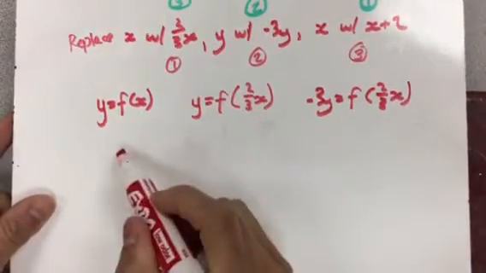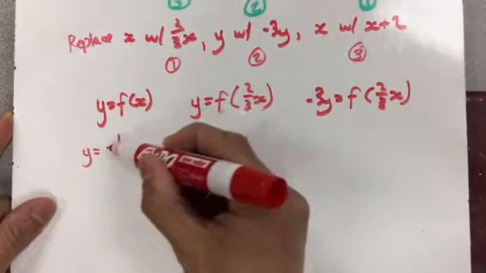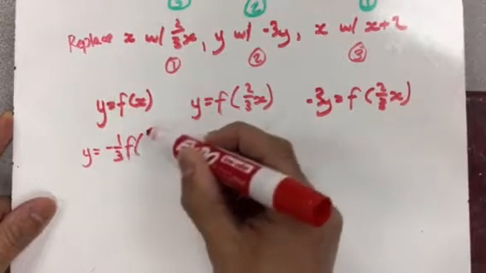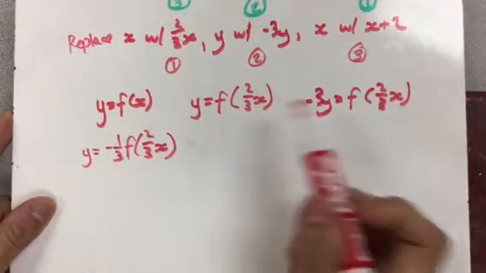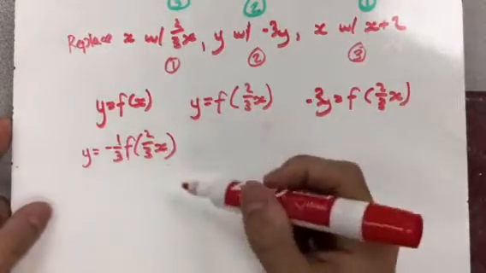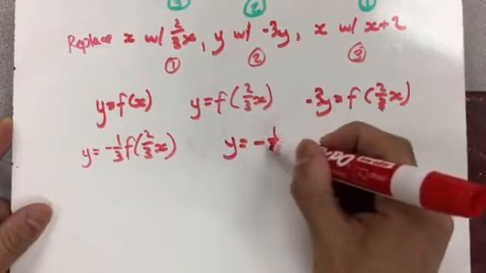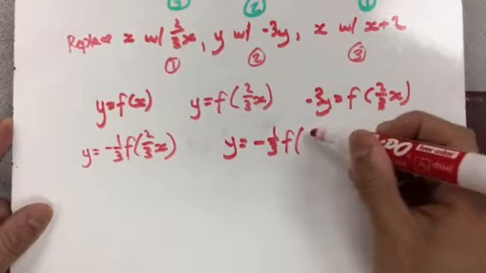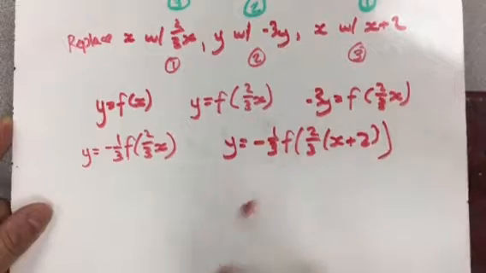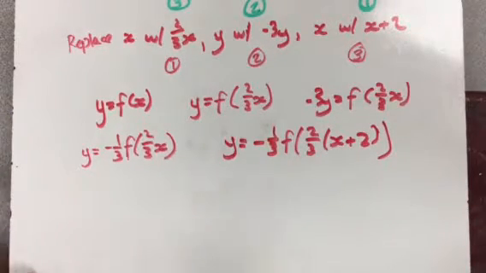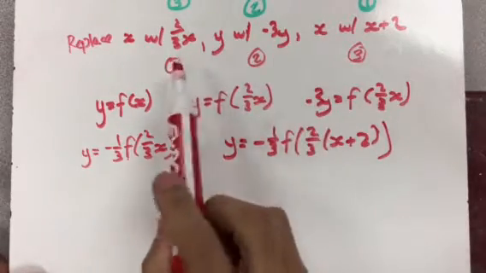If I carry it on over here, if I balance out this equation, I'm going to end up with y is equal to negative 1/3 f of 2/3 x. Carrying on, the last transformation I have to do is x plus 2, and I end up with my final answer being y is equal to negative 1/3 f of 2/3 x plus 2. All right, so this is my final answer if I do the transformations in the order of 1, 2, and 3.